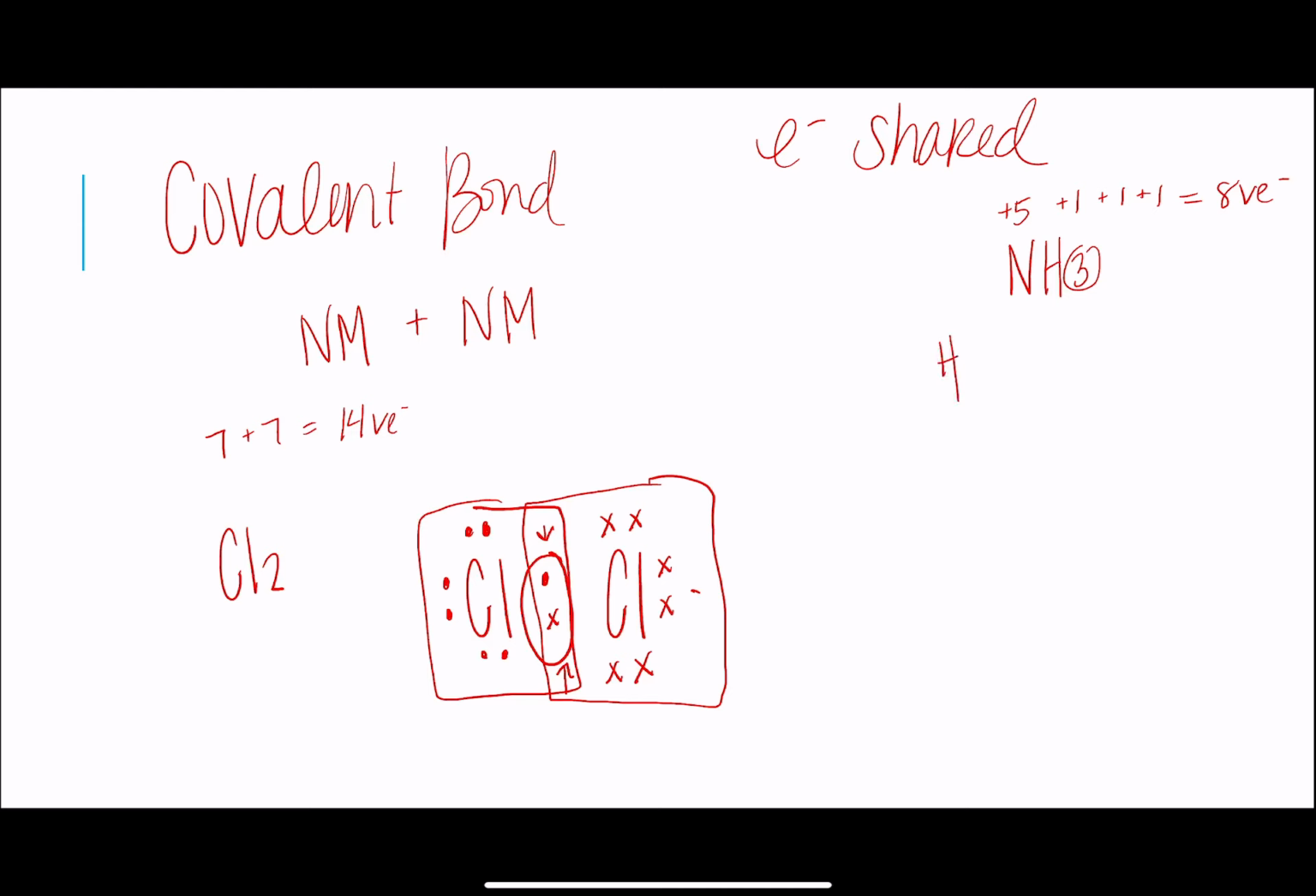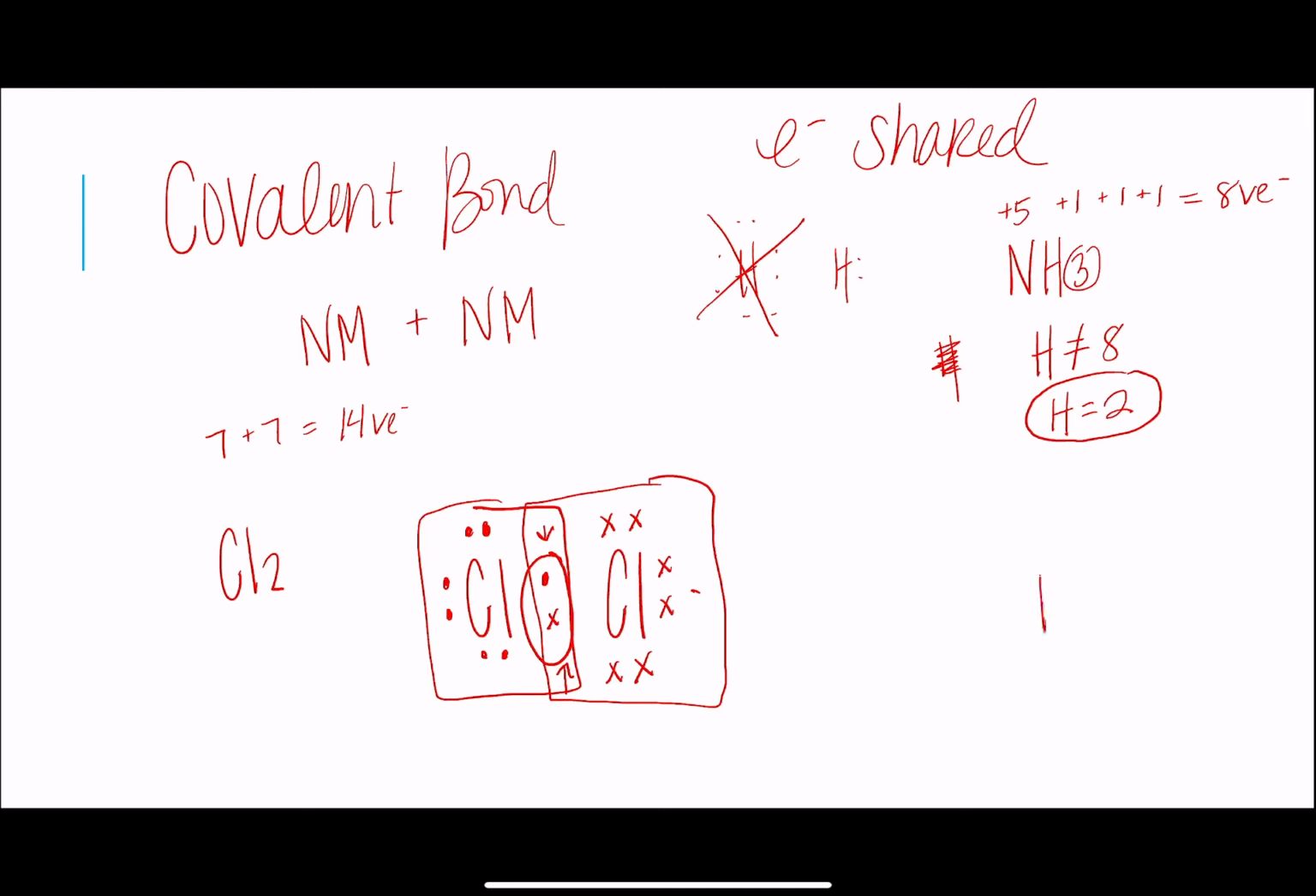Hydrogen doesn't want 8. Okay, I don't know what I drew there. Hydrogen does not want 8. Hydrogen wants 2. That satisfies hydrogen. It can only hold 2. You will never, ever, ever see a hydrogen that looks like that. That is wrong. Hydrogen will only ever have 2 valence electrons on it. Okay? Never put more than 2 dots on hydrogen.